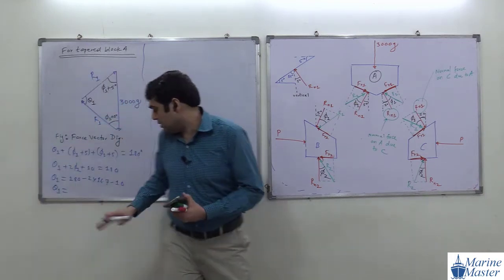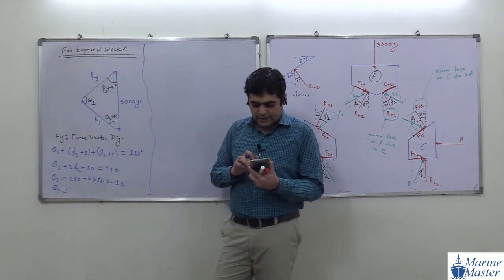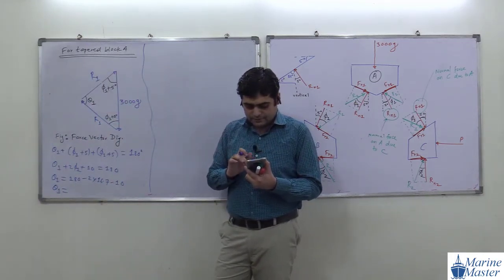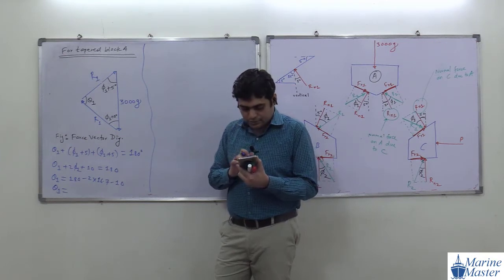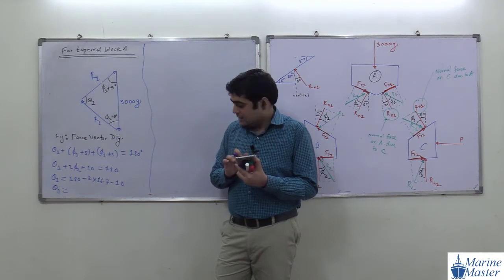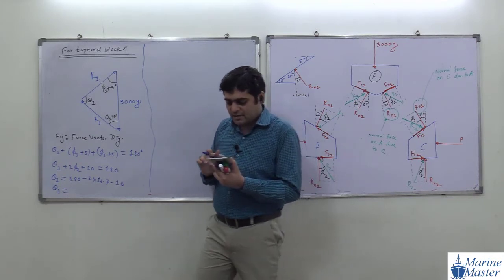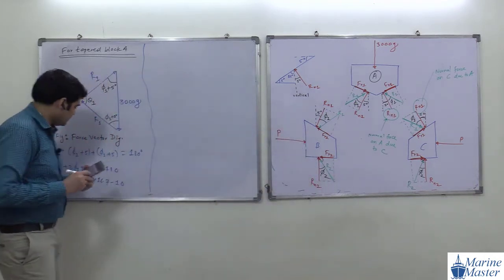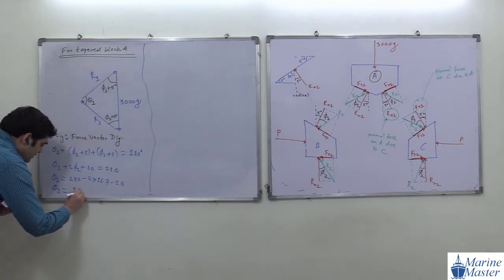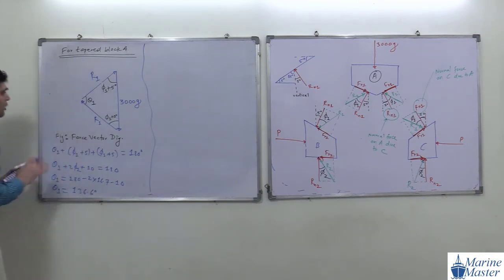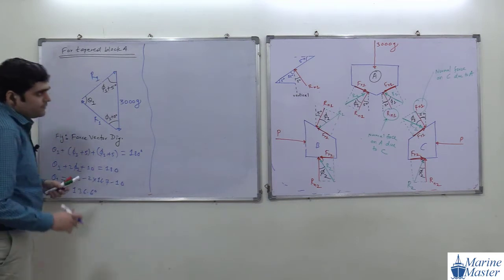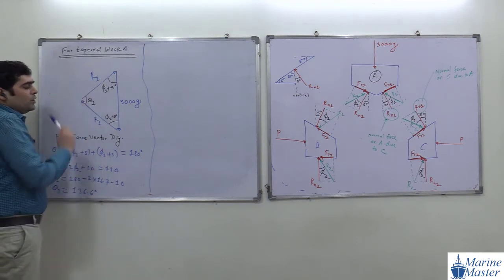Everyone please do this calculation. 180 minus 2 times 16.7 minus 10. How much will be the answer? 136.6 degree. Okay, so we got theta 1. Now see, from this drawing, what are we going to find out?